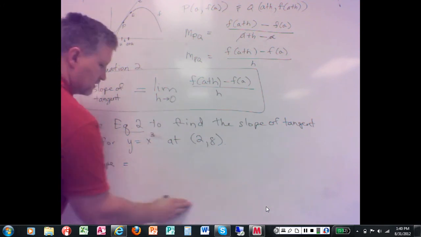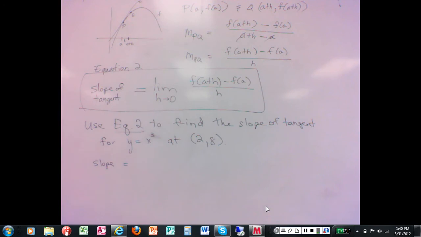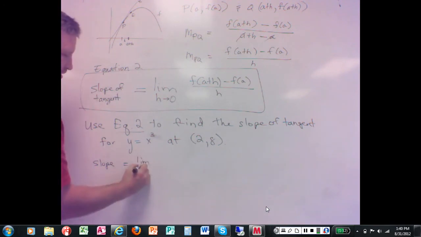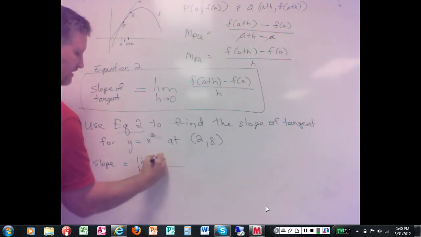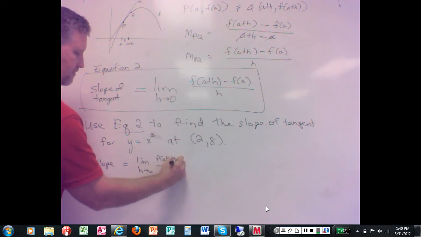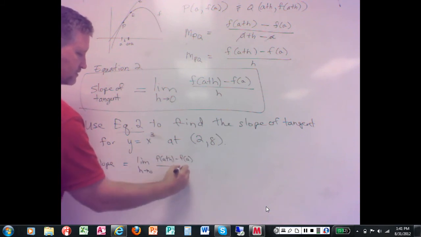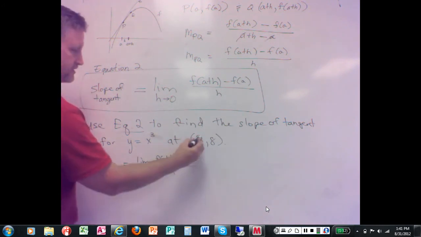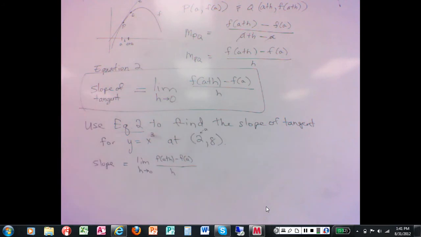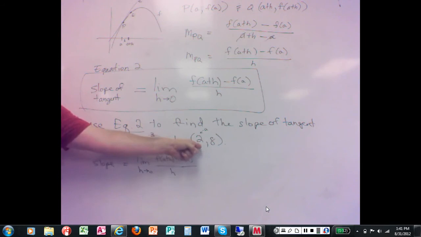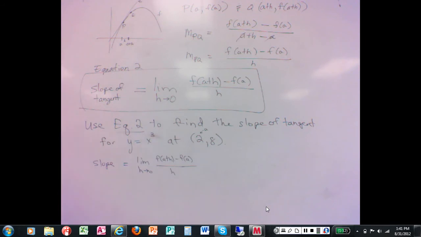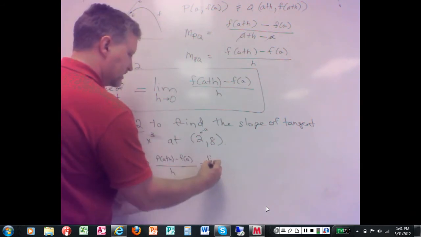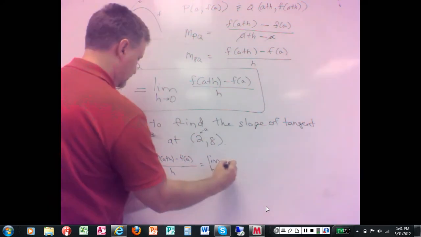All right, so slope of the tangent line using equation 2. It's the limit as h approaches 0 of f of a plus h minus f of a over h. And again, let's label it out first. What is a? a is what the x value is here. So a is 2. It may say a is 2, but if it gives a point, the x value is the a. (2, 8). All right, so let's replace the a by 2.